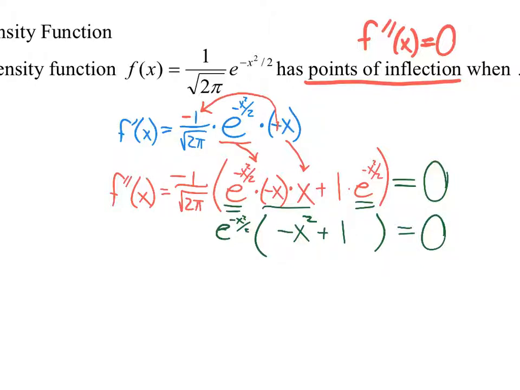When does e to a power equal 0? Never. So x equals plus or minus 1. Since this was a show problem, you could even say e to the negative x squared over 2 does not equal 0, so x is plus or minus 1.